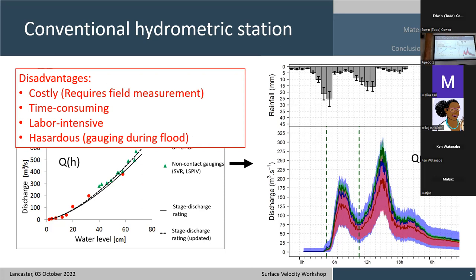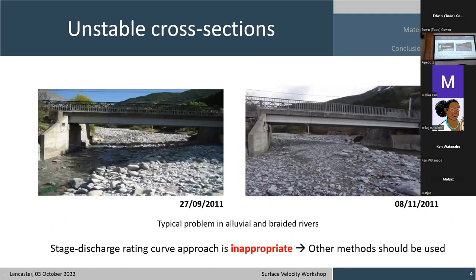during floods, especially. And above all, it is inapplicable in the case of unstable rivers, like the one illustrated in this slide, where the river bed changed dramatically between two floods in less than 2 months. So we have to find other methods to provide time series of discharge in this condition.